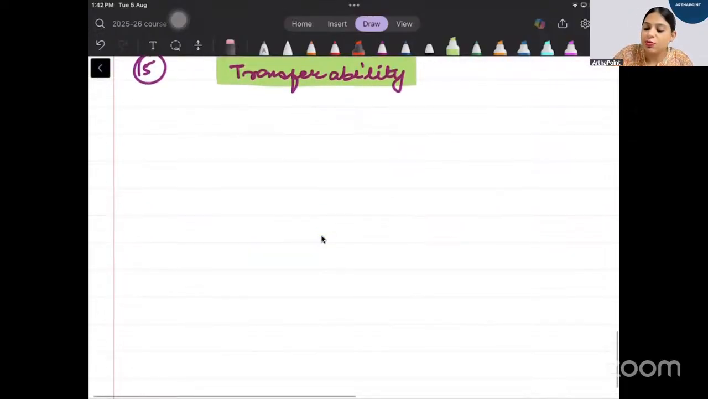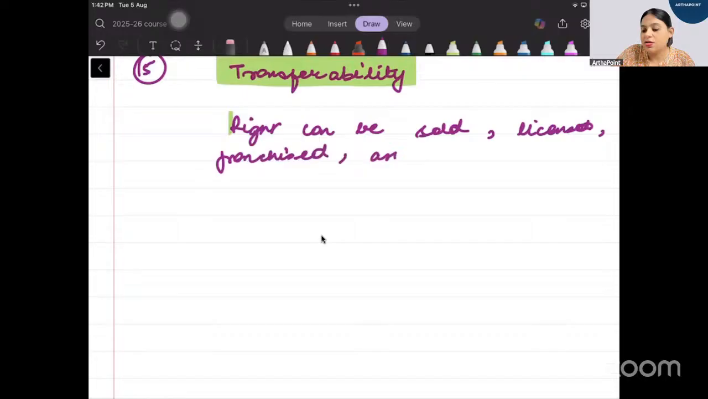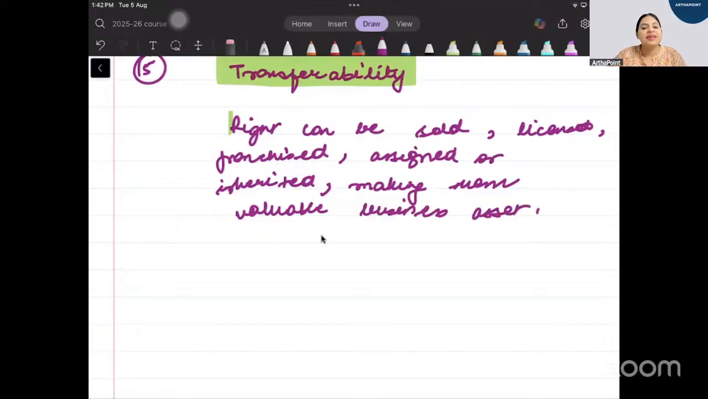So transferability kya bolta hai? It says that you have the right to, so whatever rights you have, it can be sold, right? It can be licensed, right? It can be franchised, assigned, or inherited, right? Making them valuable business assets.